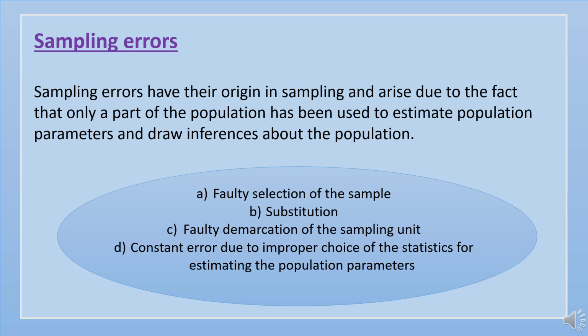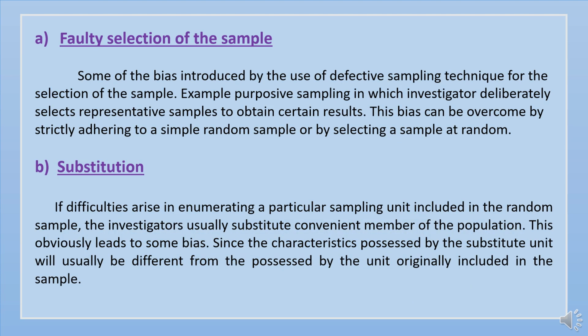Sampling biases are primarily due to the following reasons: faulty selection of the sample, substitution, faulty demarcation of the sampling unit, constant error due to improper choice of statistics for estimating the population parameter. We are going to look at them in detail. First one, faulty selection of the sample.